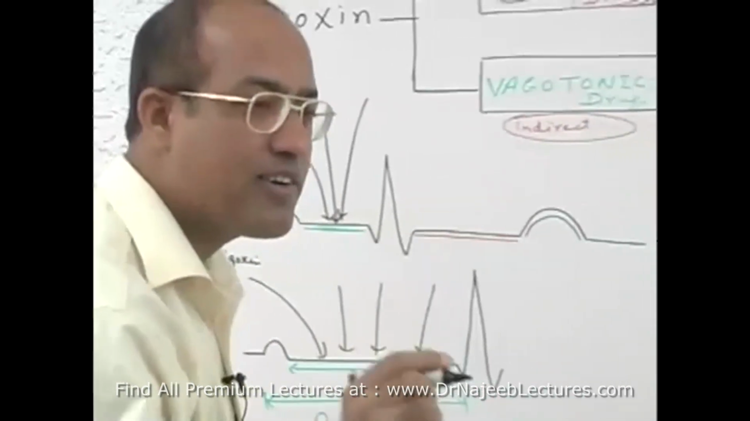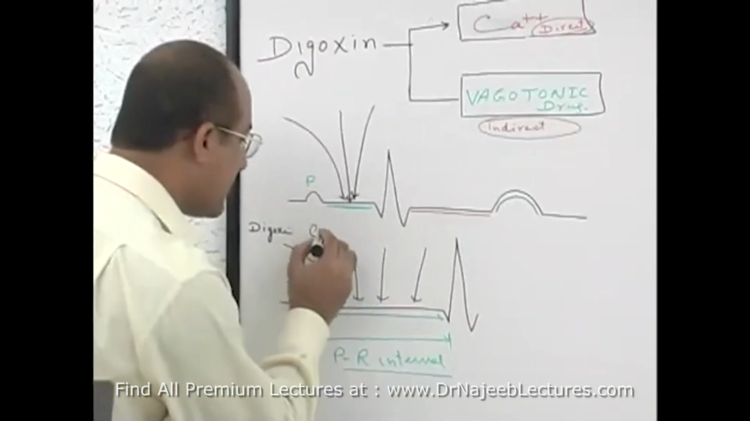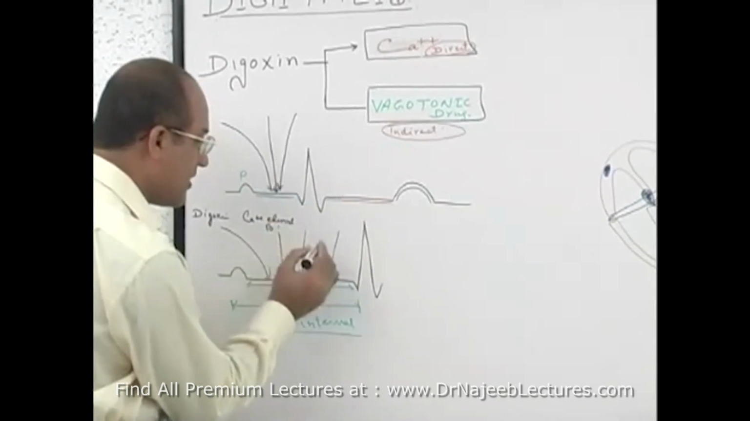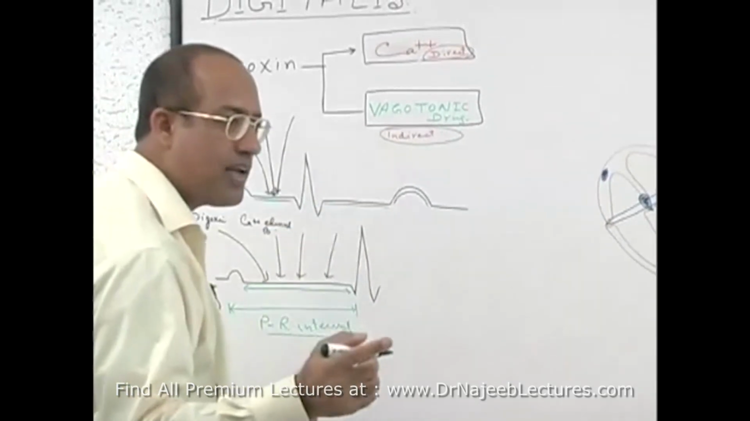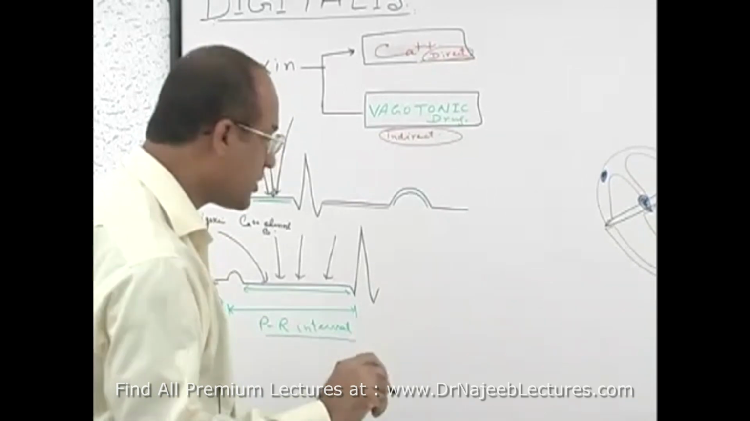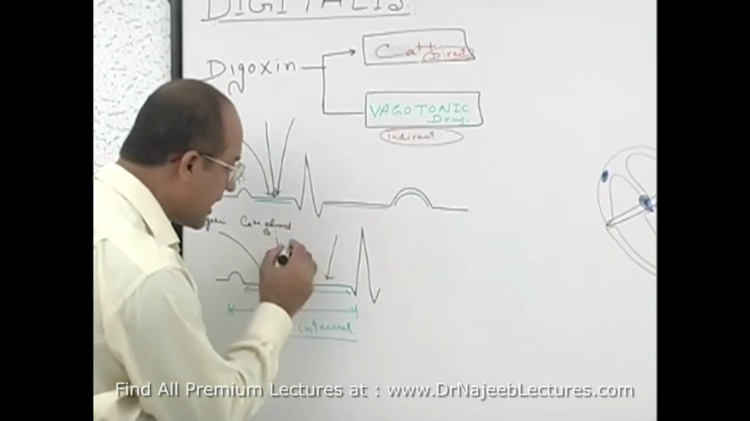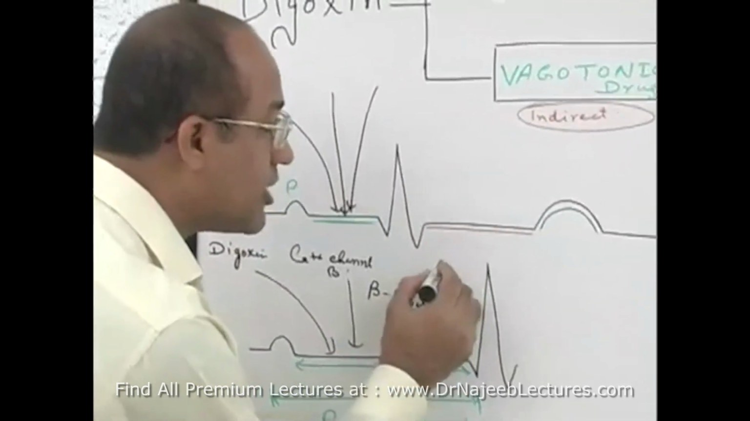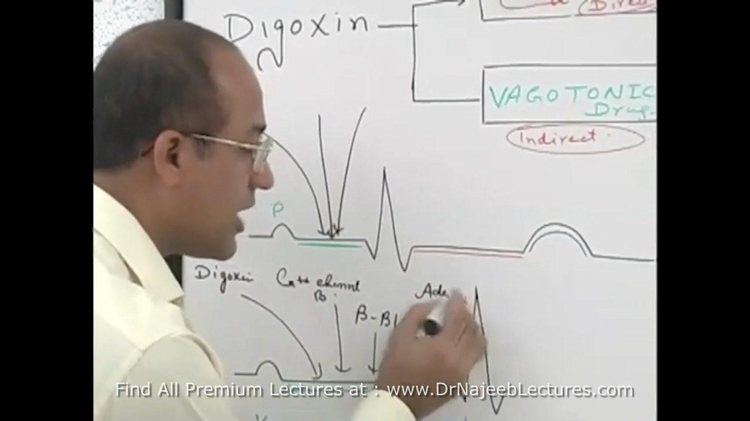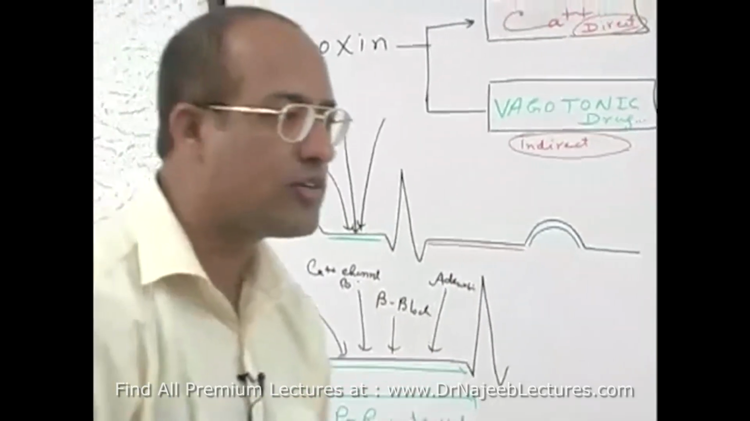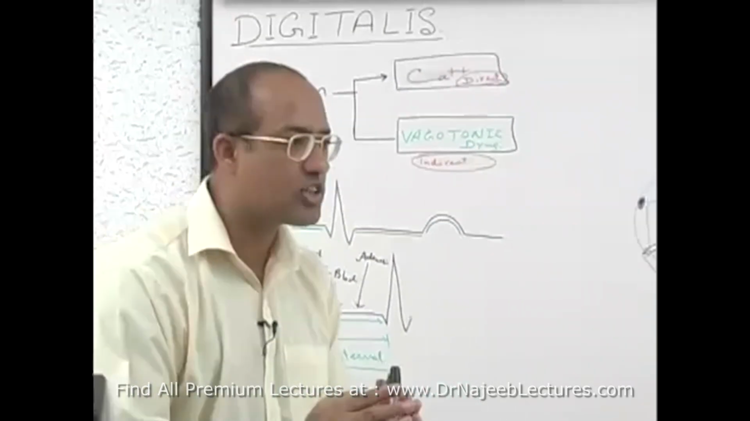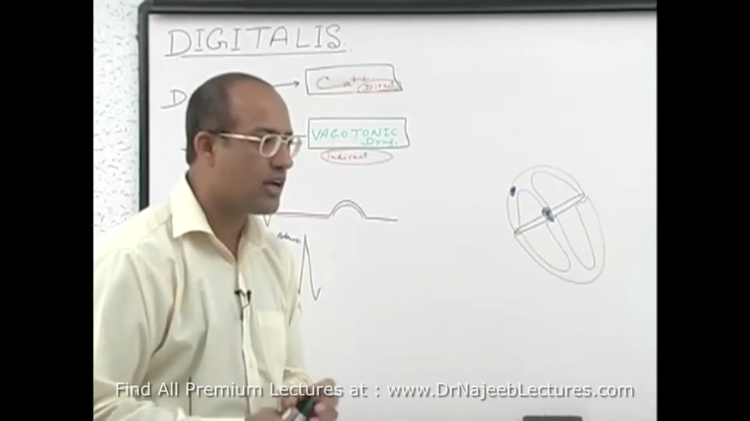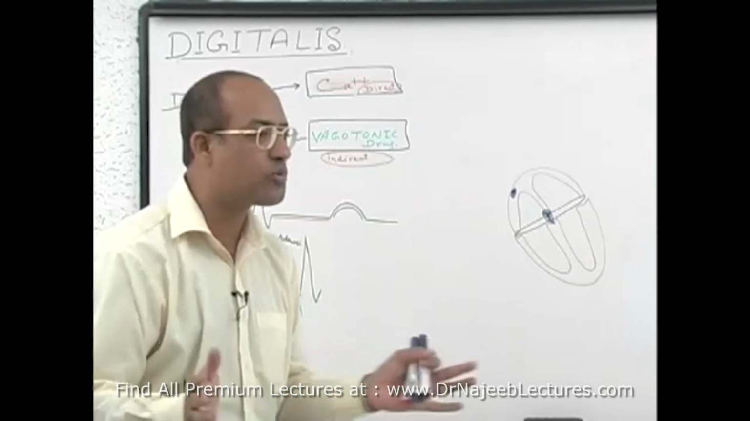AV node conduction depends on calcium. So calcium channel blockers. Then the AV node is stimulated by the sympathetic system. If you inhibit it, the AV node will be slow. So beta blockers. Then there is a drug called adenosine. Adenosine acts on the AV node and brings a lot of potassium out of AV nodal cells. Adenosine acts on the AV node and forces the AV nodal cell to lose potassium.